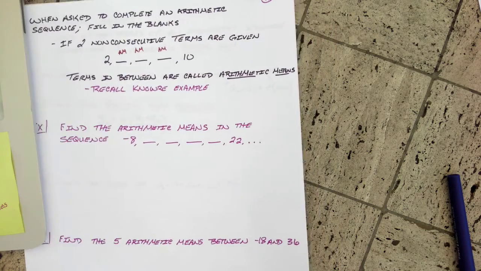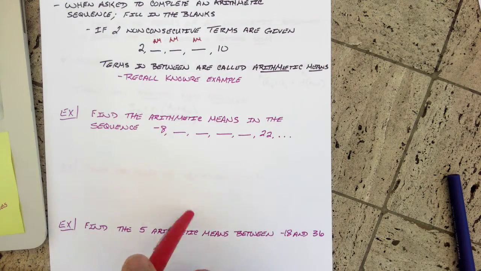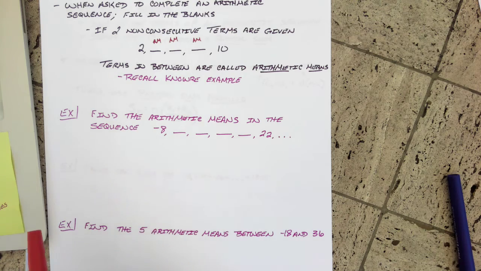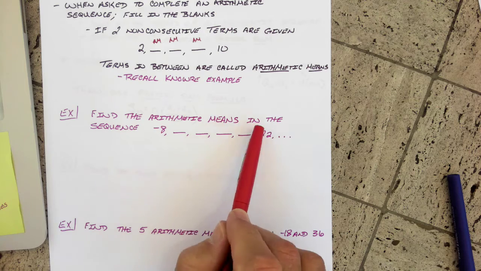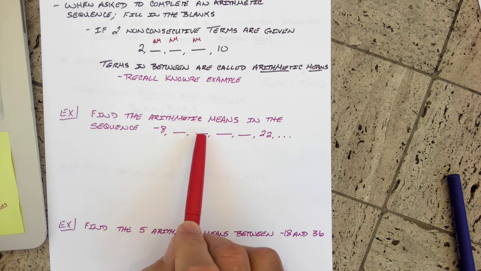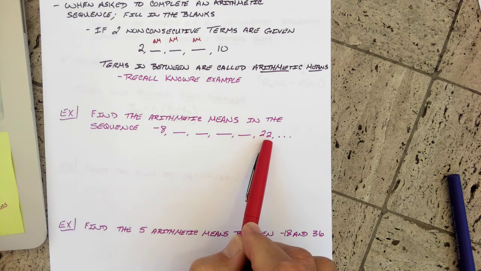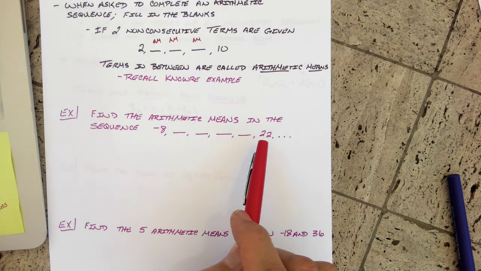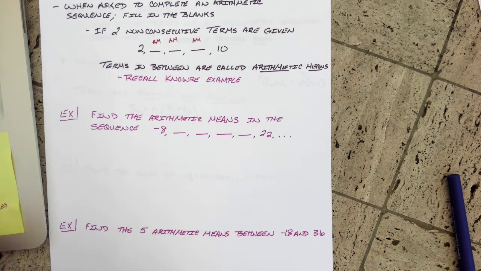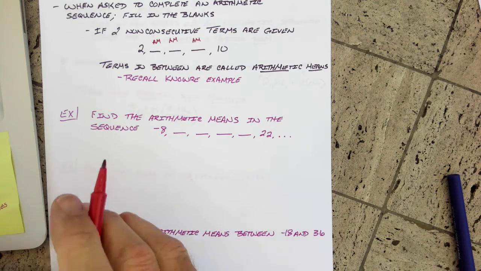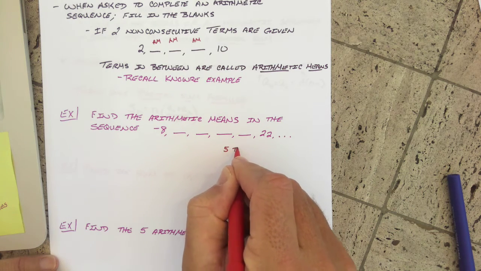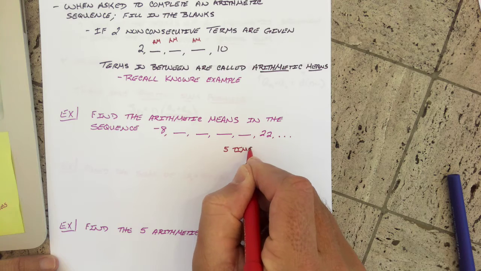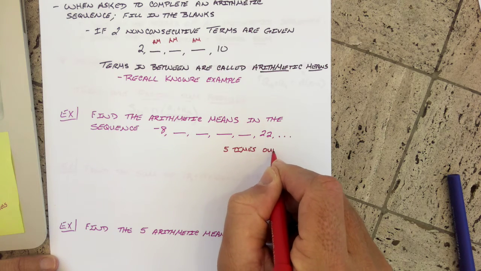Okay, so in this problem, we have to find the arithmetic means in this sequence. Negative 8, 1, 2, 3, 4, and then there's your fifth term. Five terms here, so that's a key ingredient. That means in order to get from here to here, we have to go five times our common difference.